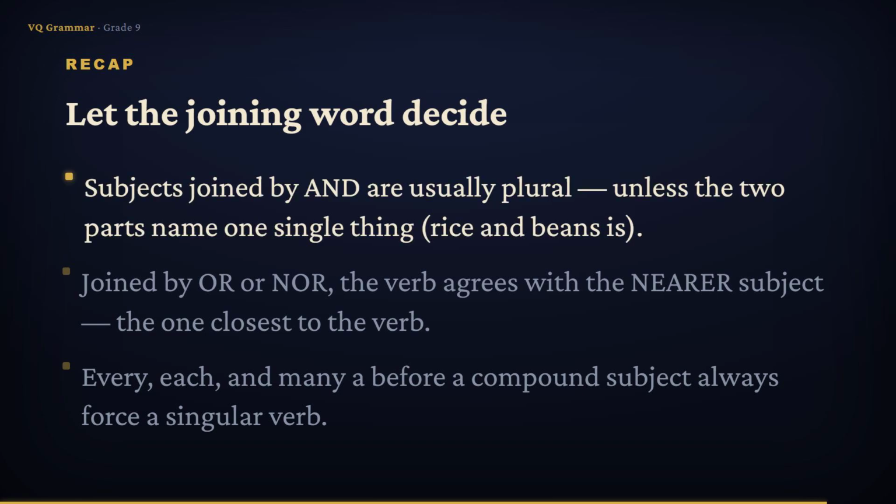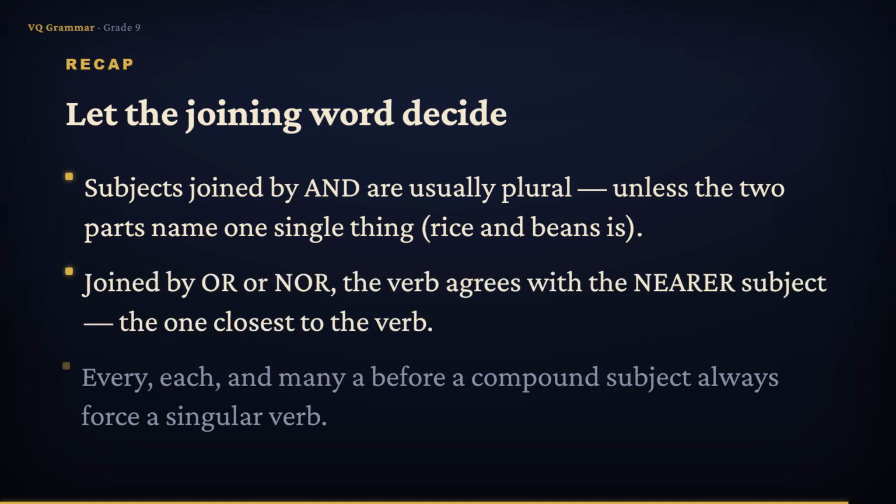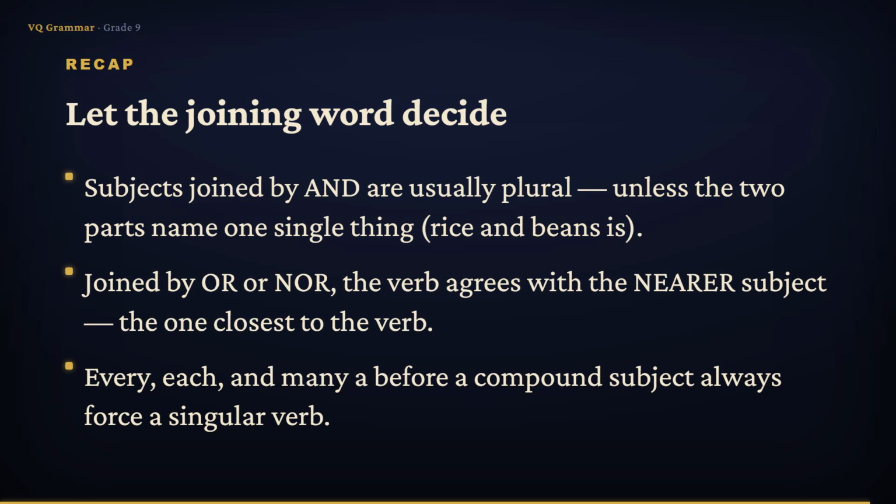Let's gather up what we've learned. When subjects are joined by and, they usually add up to a plural, unless those two parts really name one single thing, like rice and beans, in which case you go singular. When they're joined by or nor, forget adding. Instead, match the verb to the nearer subject, the one sitting closest to it. And whenever a compound subject begins with every, each, or many a, the verb is always singular, no matter how many nouns follow. Keep your eye on the joining word, and agreement will take care of itself.